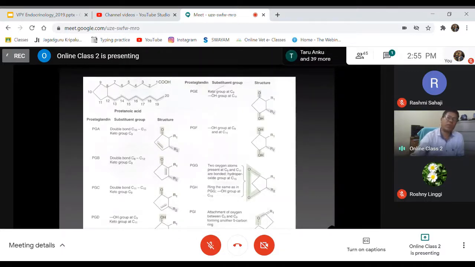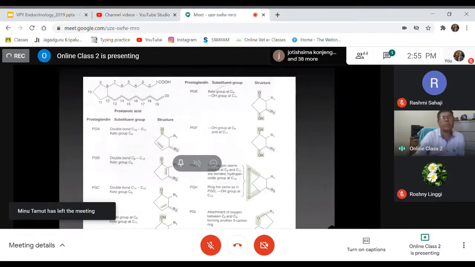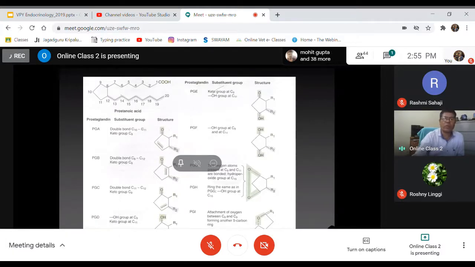So from here, we know that the difference between the different prostaglandins comes from the functional group, what type of functional group is present and to which carbon the functional groups are attached. That decides the different types of prostaglandins. It may be a little bit difficult, but you need to know this one.